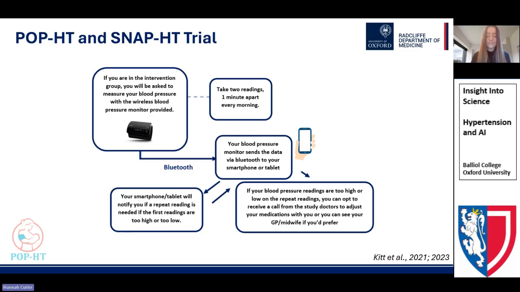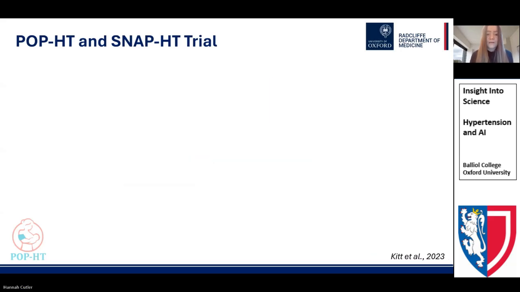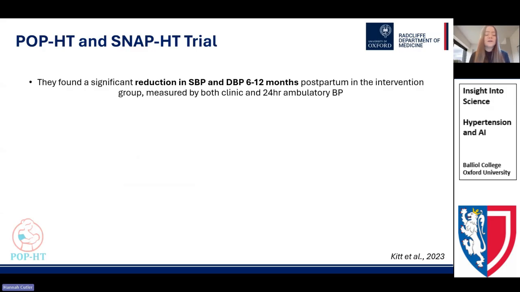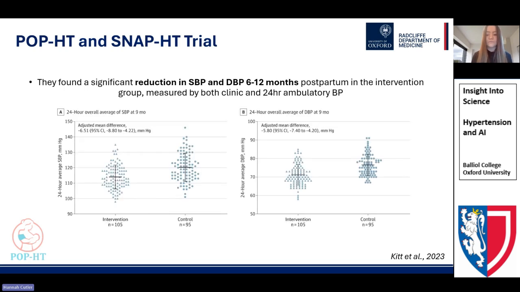So this meant that they could tightly control their blood pressure every day, rather than just being sent off with the same amount of blood pressure medication to have. And overall, this trial found that there was a significant reduction in systolic and diastolic blood pressure in 6 to 12 months postpartum. So this is 6 to 12 months after the pregnancy. The intervention group had significantly lower systolic and diastolic blood pressure compared to the normotensive group.